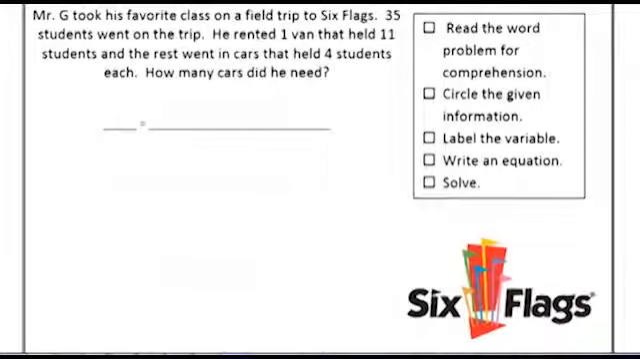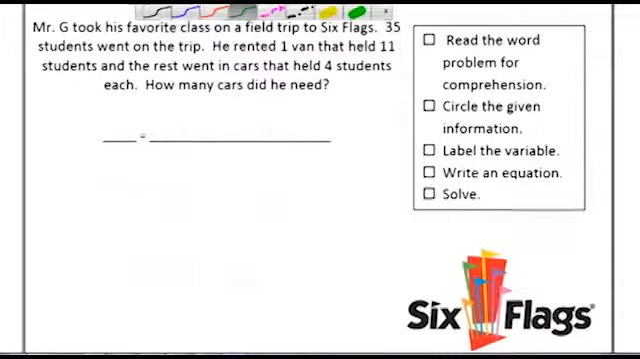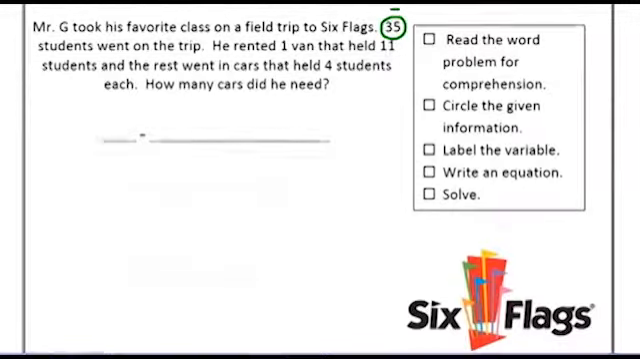Welcome back. So you would have read through the problem. You would circle the given information. So 35 students. To me, that sounds like a total. That's my equal. You rented one van that held 11 students. Well, that's just a one-time thing. So I'm going to be adding that amount. The rest went in cars that held 4 students. I'm going to circle that whole thing.